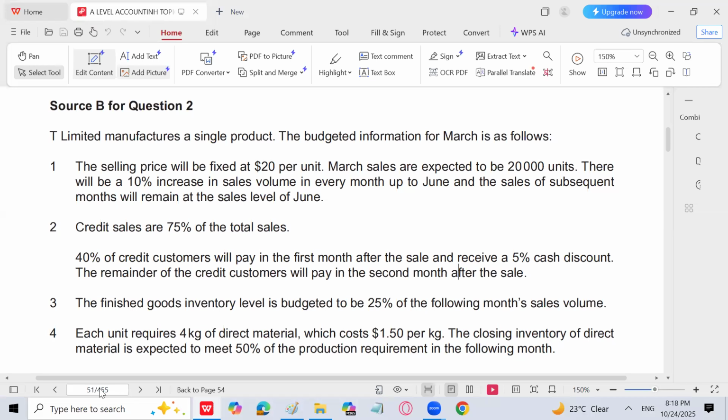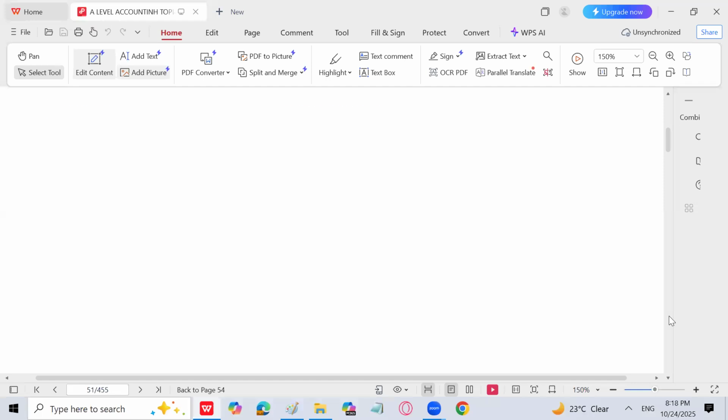The closing inventory of direct material is expected to meet 50% of the production requirement in the following month. So closing raw material is going to be 50% of the next month's production requirement, as we used to do in some examples in the past also. Now let's move on to the next part of the question.